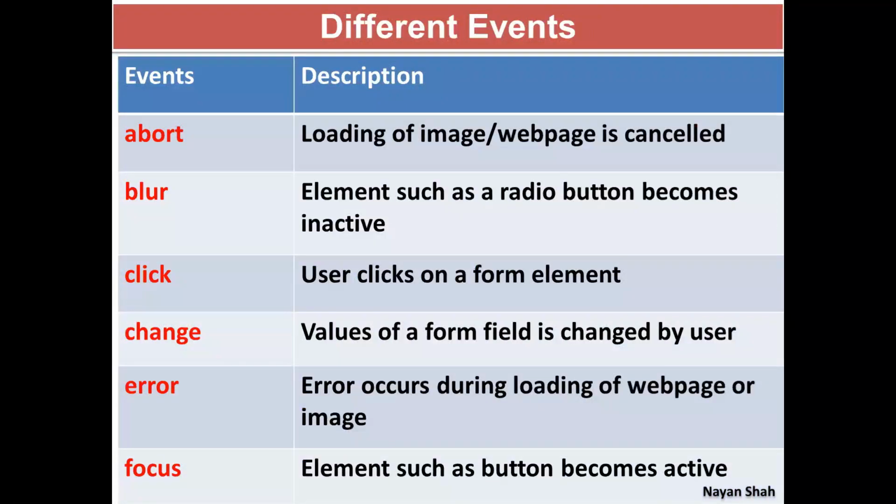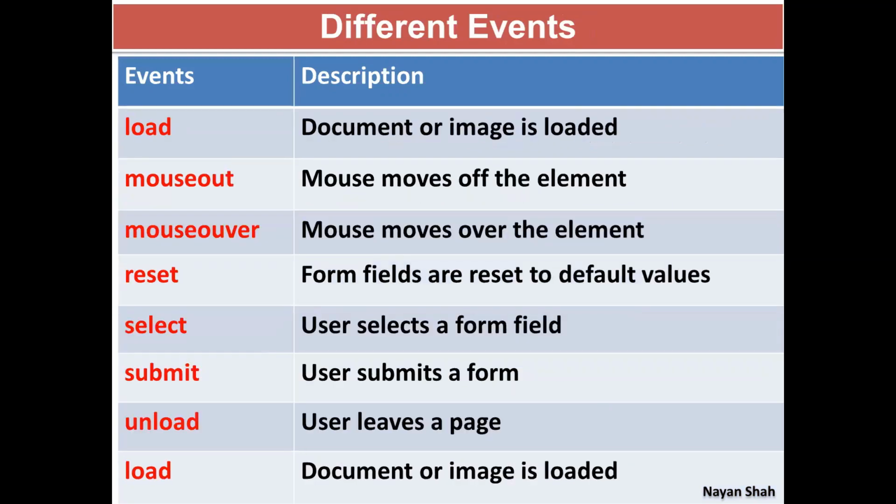So these are the different events: abort event, blur event, click event, change event, error event, focus event. All these events are given in the textbook also. Load event, mouse out event, mouse over. Again, the spelling of over is wrongly typed here. Reset event, select event, submit event, unload event. So these are the different events available. There are many other events also, but these are some of the events highlighted in the textbook.